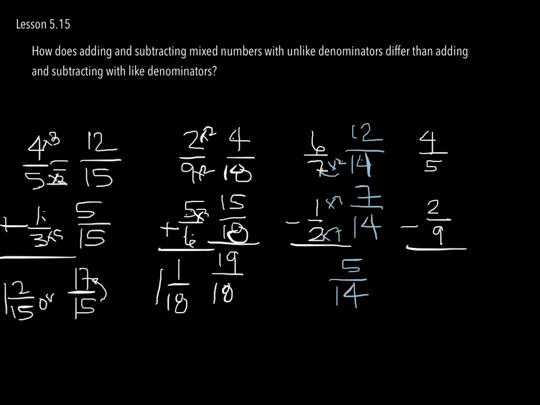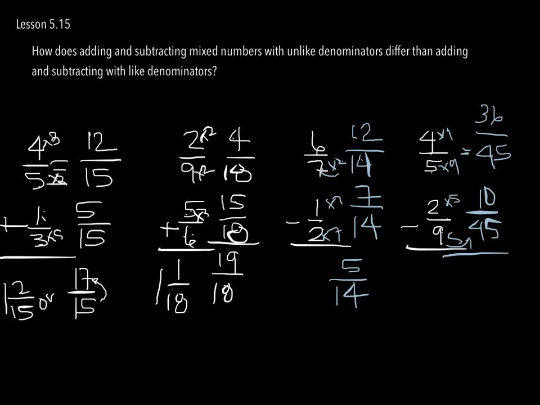Alright, next I have 4/5 less 2/9. And well, 5 and 9 aren't going to match for a long time. In fact, they're not going to match until you get to 45 and 45. So what did I do to 5 to get to 45? I multiplied it by 9. So 4 times 9 is going to give me 36. What did I do to 9 to get to 45? I'm going to multiply it by 5. Whatever I do to the bottom, I do to the top. And that's going to be 2 times 5 is 10.